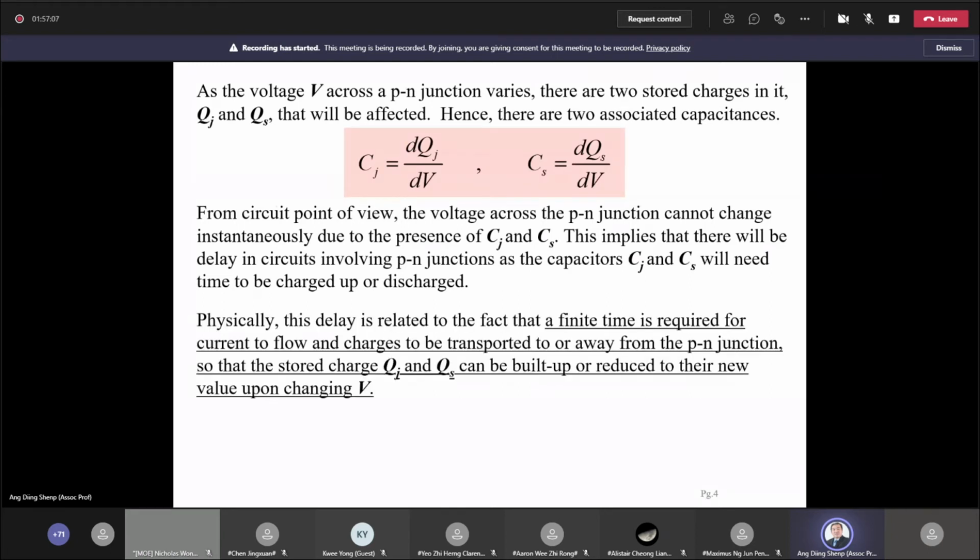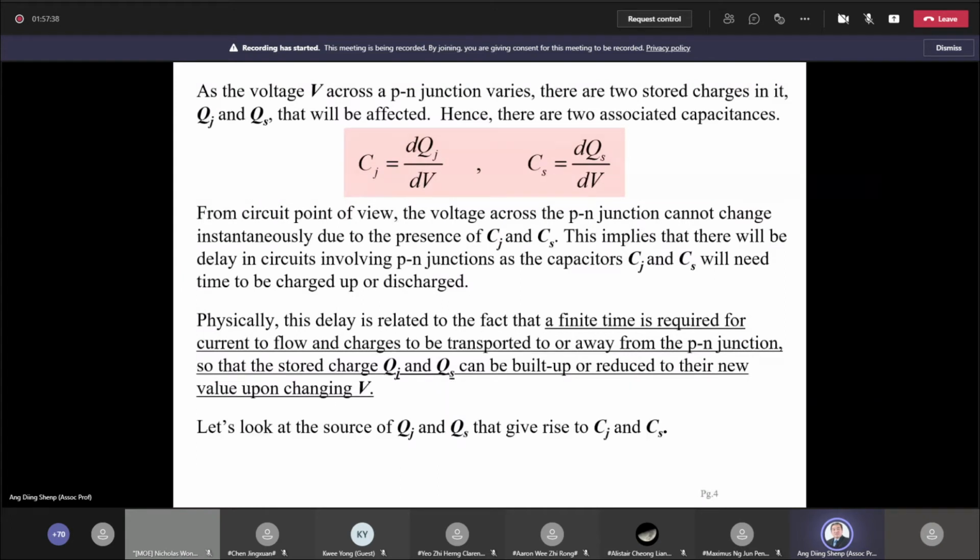Okay, yeah, this is what I just mentioned. So this delay, the time that is needed to charge or discharge the capacitances in response to the change in the voltage, can be understood as the amount of time that is required for a displacement current to flow in order to change the amount of charges stored. Charges need to be transported away or to the PN junction to change the amount of charge stored at the PN junction.